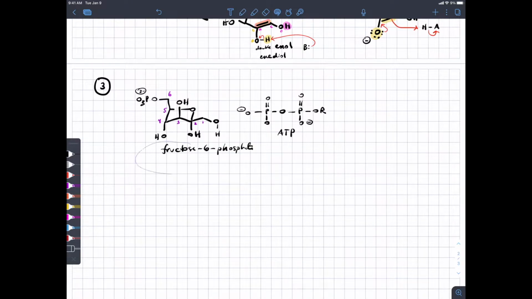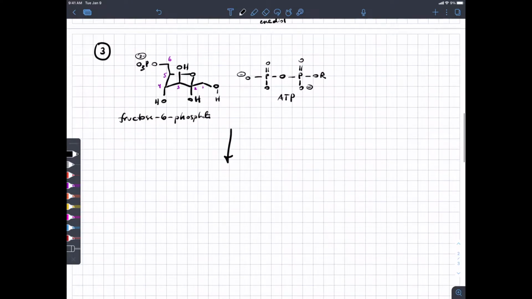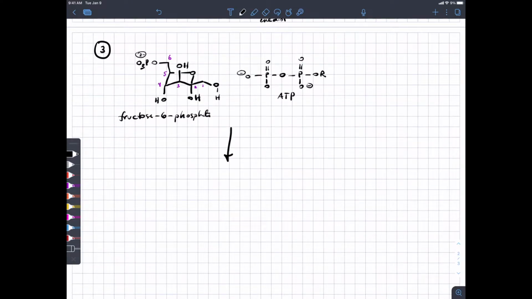We're using fructose 6-phosphate, and we're going to get out of this process fructose 1,6-bisphosphate. That means there are 2 phosphate groups.